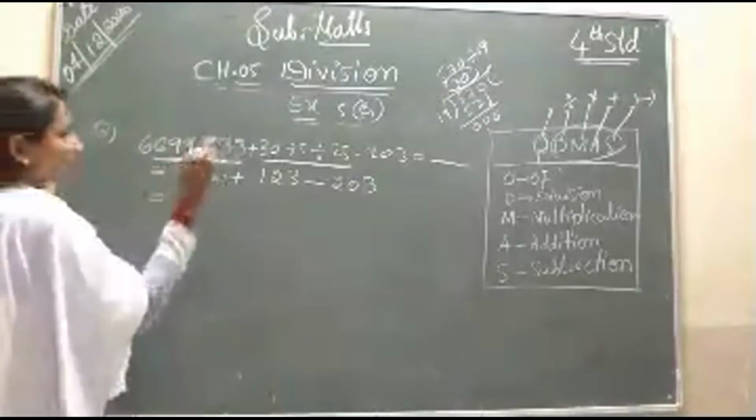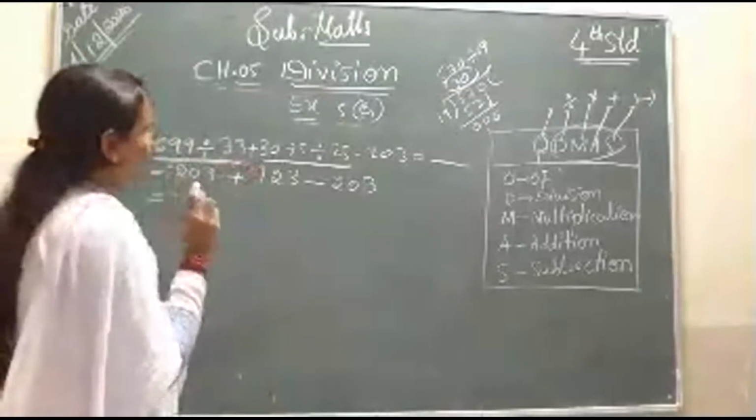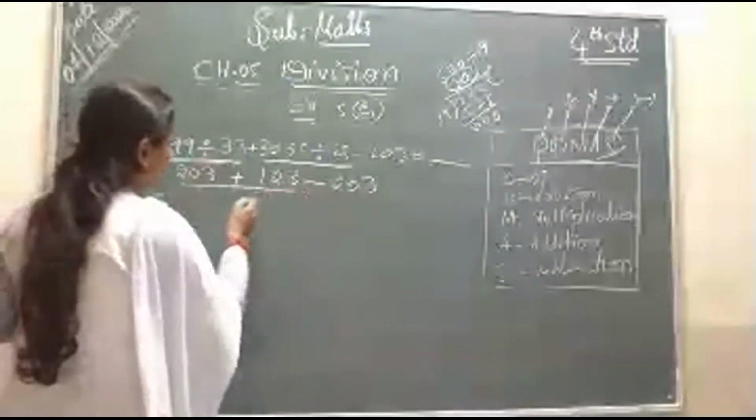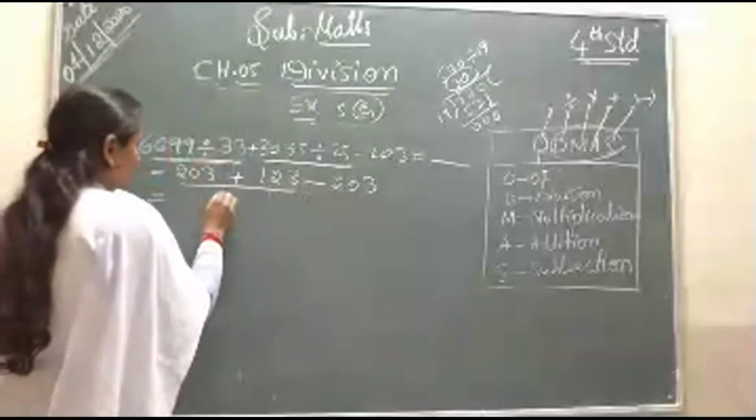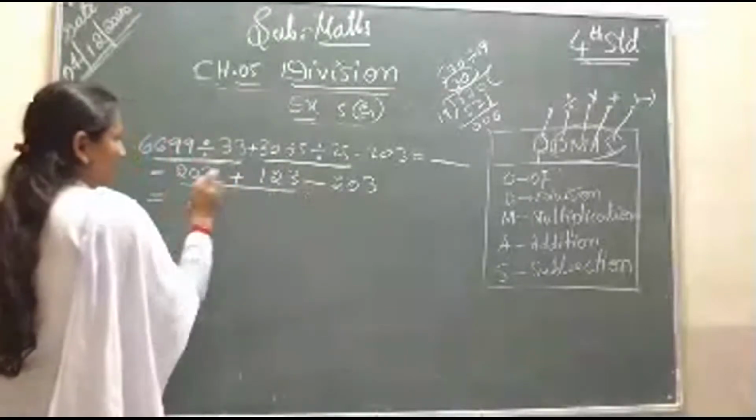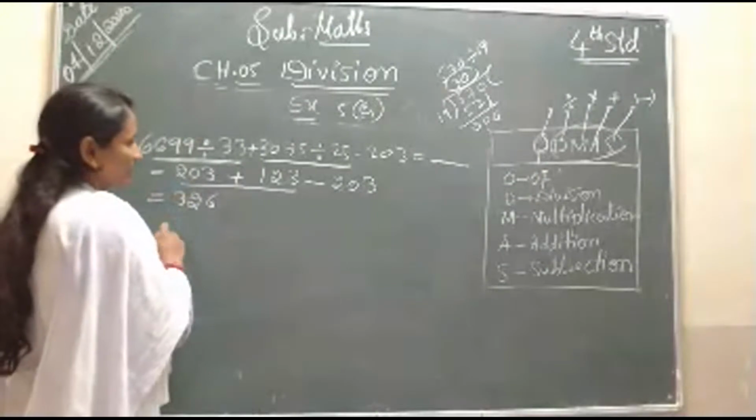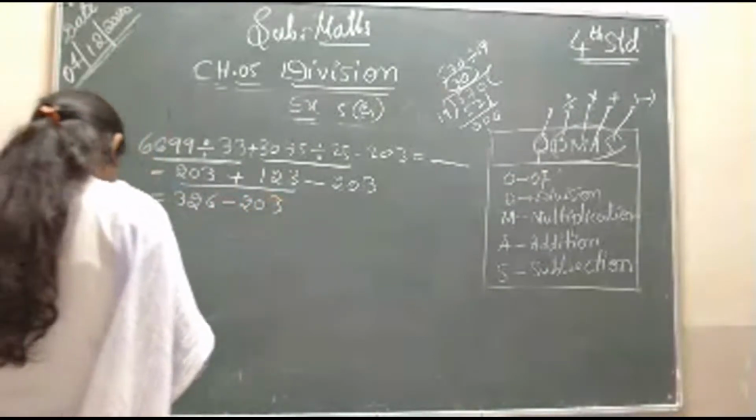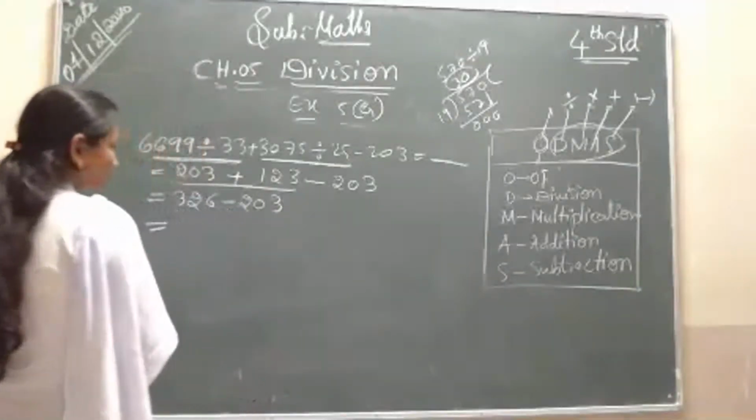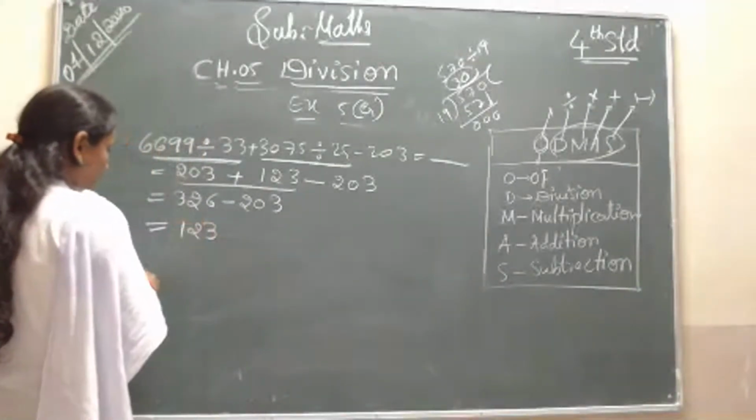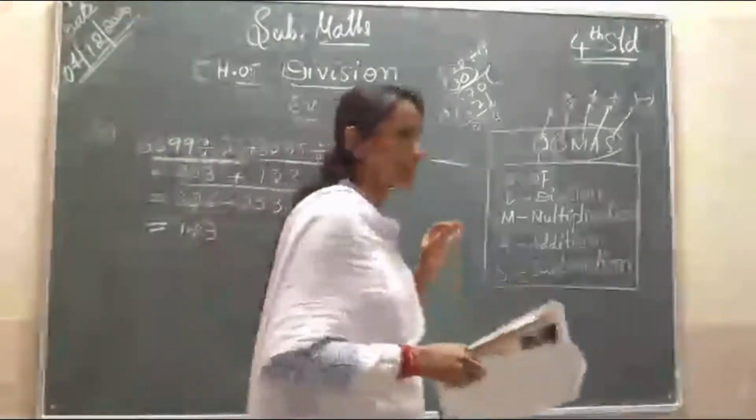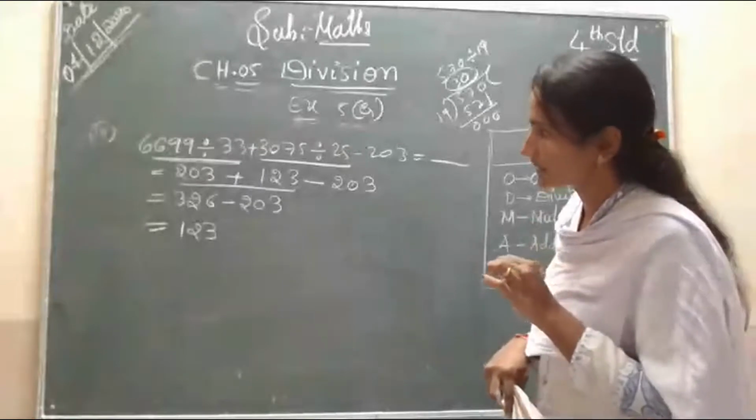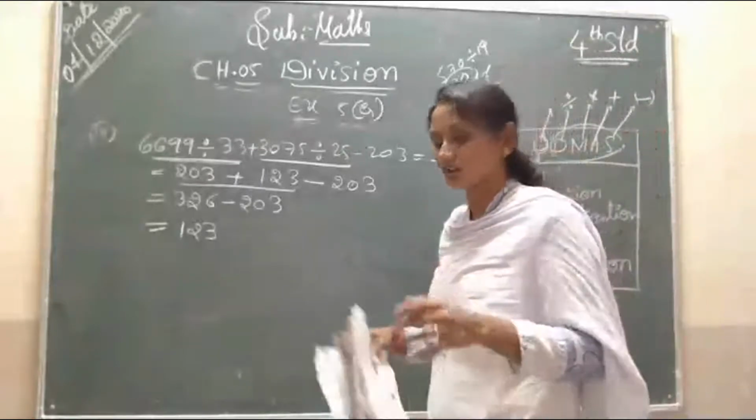What is the rule? The next rule is multiplication, but we are not given multiplication, afterwards addition. Yes, these two numbers do addition. So 2,233 plus 123 minus 203. Students, what is the remaining result? 326 minus 203? So that is 123.